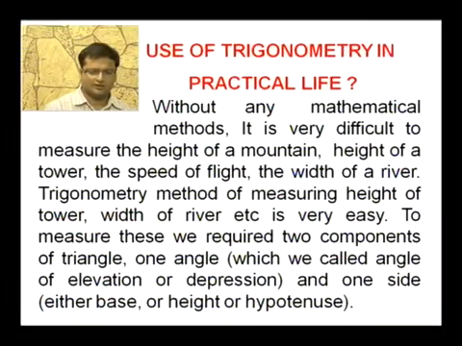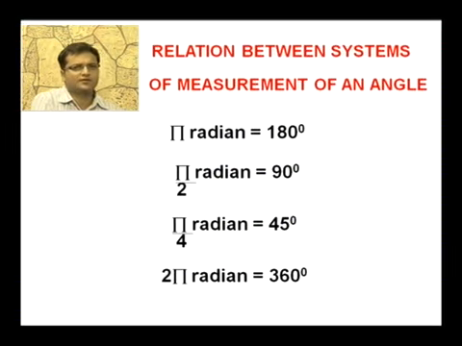In trigonometry, there are two systems of measurement of an angle. The first is the degree system and the second is the radian system. The relation between the degree system and the radian system is pi radian is 180 degree. On the basis of this relation, we can calculate that pi by 2 radian is 90 degree, pi by 4 radian is 45 degree, and 2 pi radian is 360 degree.